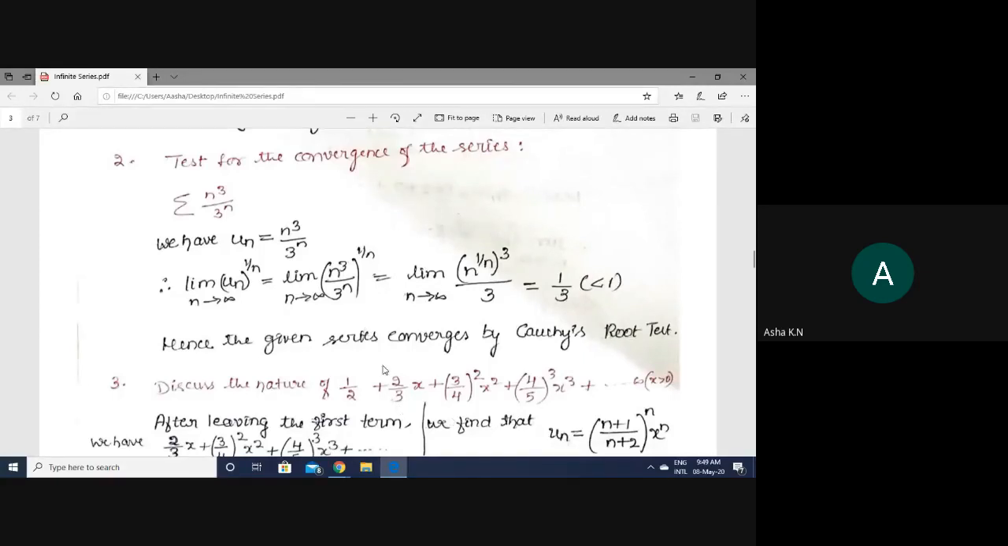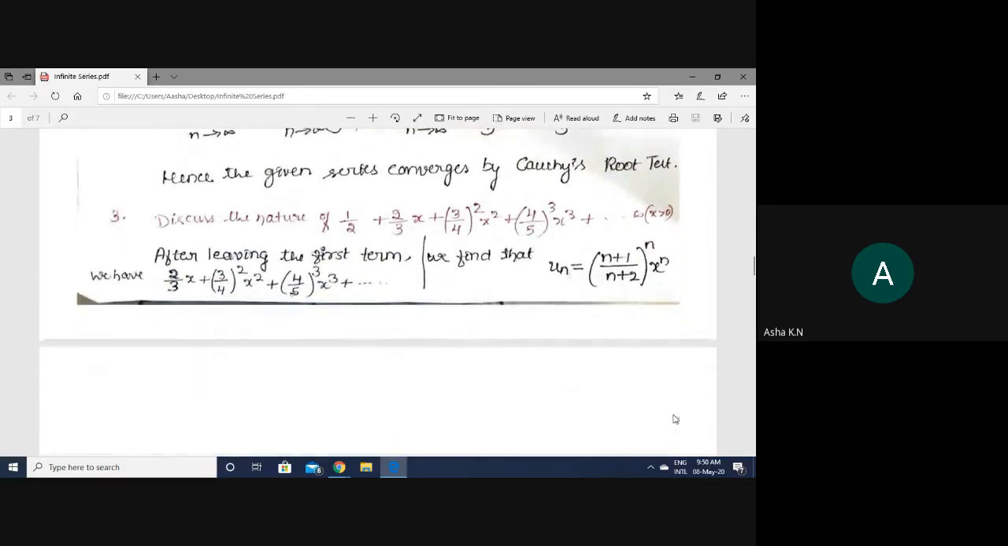Then the first term we have is whole power 1 and x power 1. Second term is whole square, x square. Third term is whole cube, this 4 by 5 whole cube, x cube. Nth term is this term whole power n and then x power n. This is our un.